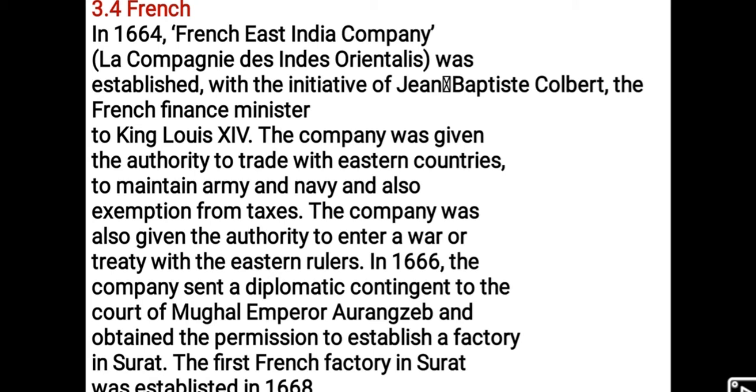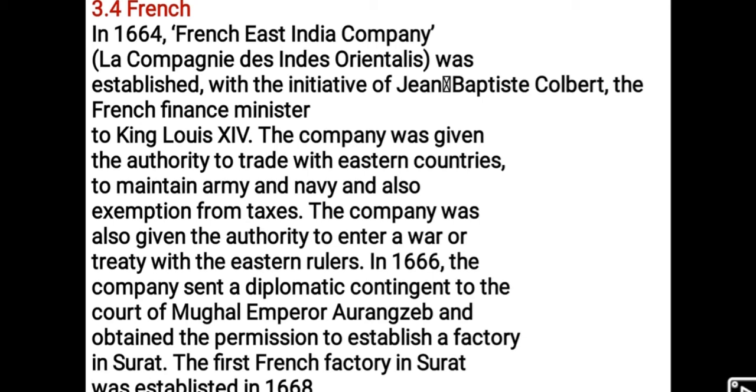Hence, in 1666, the Company sent a diplomatic contingent to the court of Mughal Emperor Aurangzeb and obtained permission to establish a factory in Surat. By this rule, they had the authority of going to war with any eastern ruler. On that basis, they sent their diplomatic contingent to the court of the Mughal Emperor, who at the time was ruling, Aurangzeb, for obtaining the permission to establish a factory at Surat. Hence, the first French factory in Surat was established in the year 1668.